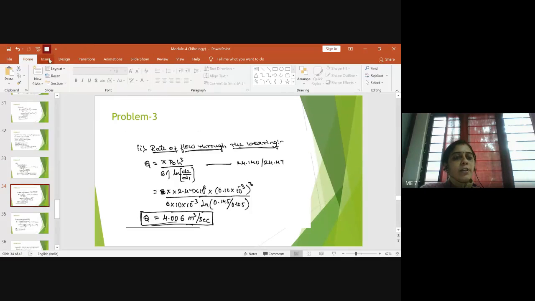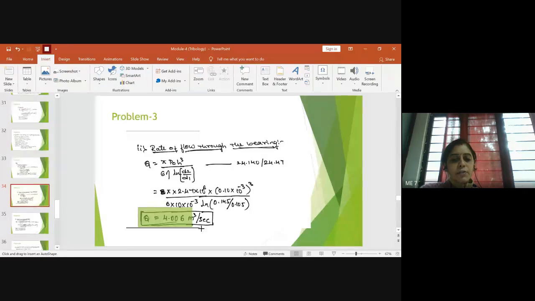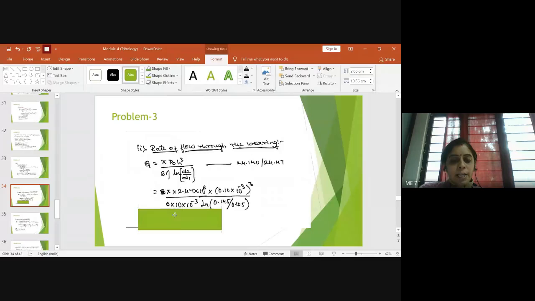So you know the equation for rate of flow. So what is the equation for rate of flow? As shown over here, it is pi P naught h cube divided by 6 mu into log of d2 by d1. So in this equation, we have calculated the value of P naught already. So other parameters are known, so you will just directly substitute and calculate the rate of flow.